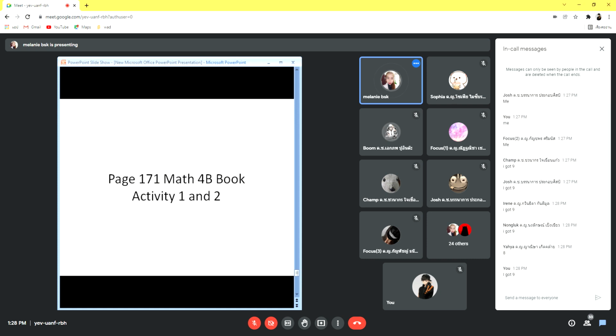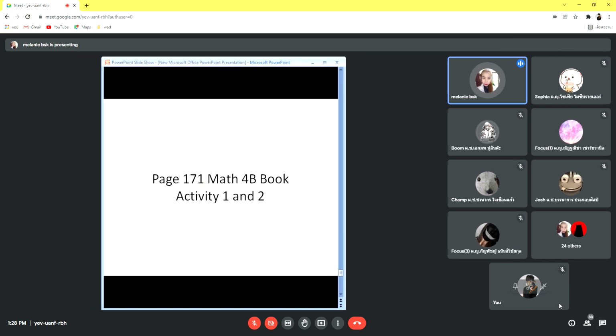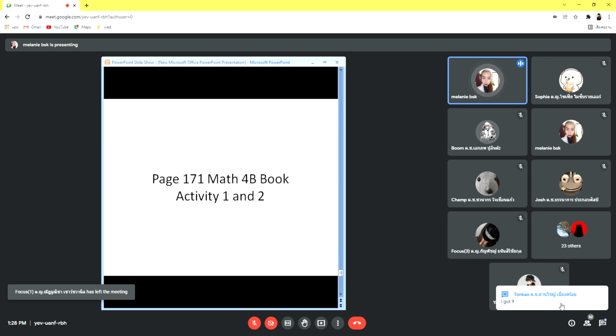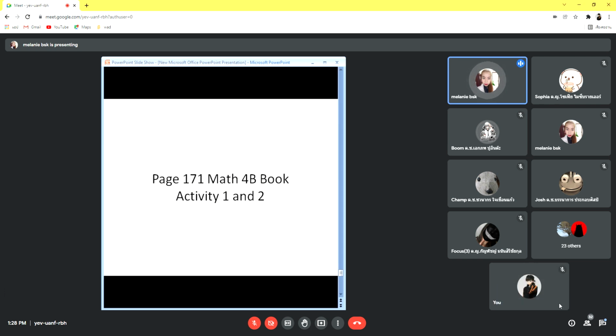Okay, next, we're going to move on with number 3. I read activity 3, page 172. It says in here, highlight an equiangular quadrilateral in each picture below. Okay, you're going to highlight. Do you have a highlighter, children? Or if you don't have a highlighter, you're just going to highlight the shape by using your pen. Do you understand?